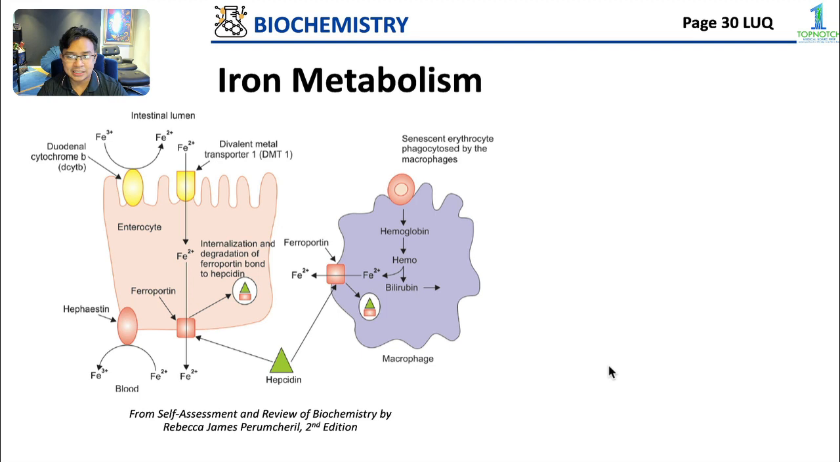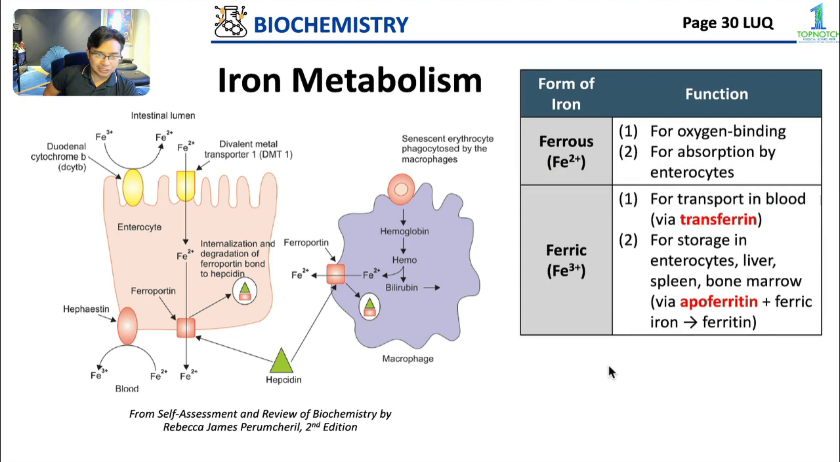Now, before understanding the steps in iron metabolism, let's first orient ourselves in the specific functions of the two major forms of iron, ferrous and ferric iron. Ferrous is mainly for oxygen binding and the one form absorbed by enterocytes. Moreover, guys, it is also important for the hydroxylation step of your collagen synthesis. Please write them down, okay? While ferric is mainly for transport and for storage.